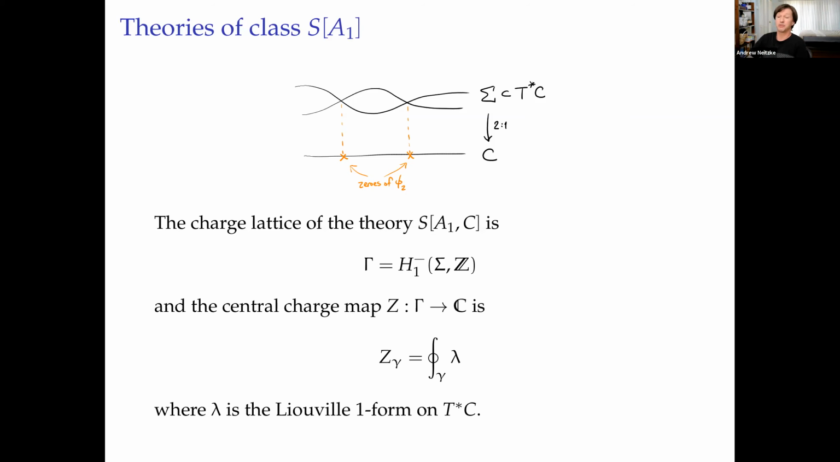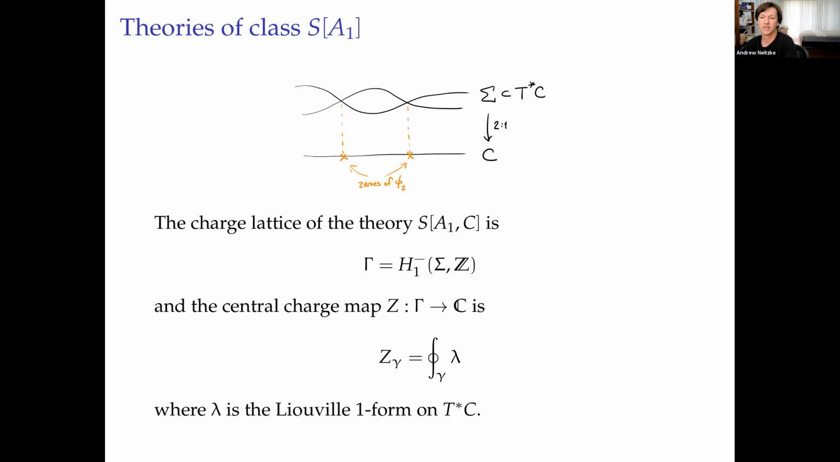And then I'm supposed to give you a number for each cycle. When I have the data of the curve sigma and a cycle on it, I'm supposed to give you a number, the central charge, and that number is just going to be the period of the tautological holomorphic one-form. Because this curve sits inside the cotangent bundle, there's this tautological one-form, the Liouville one-form, and we just take the periods of that.